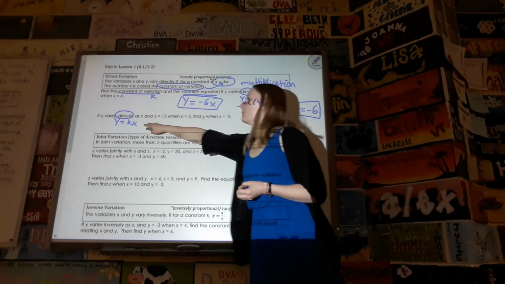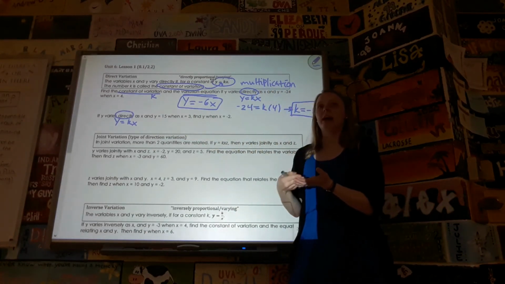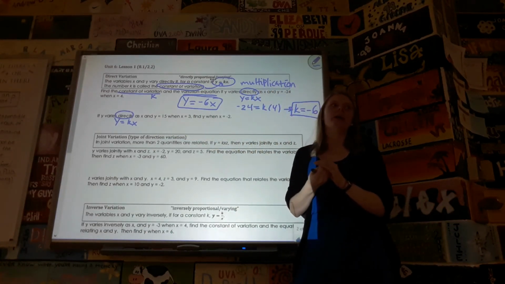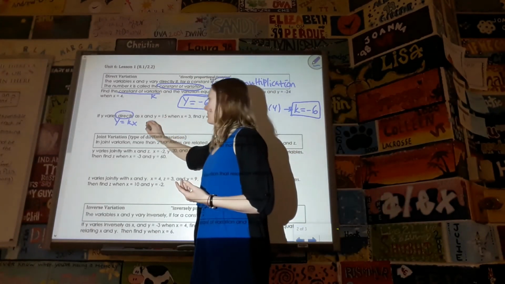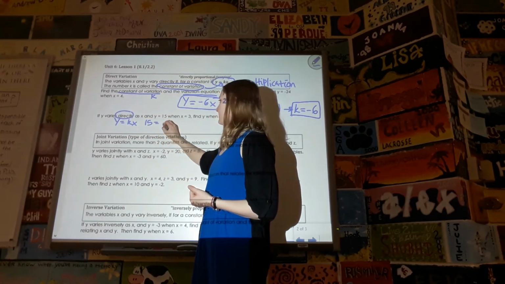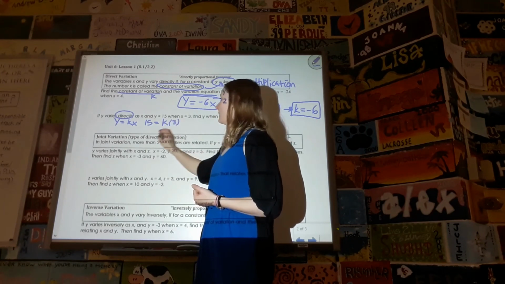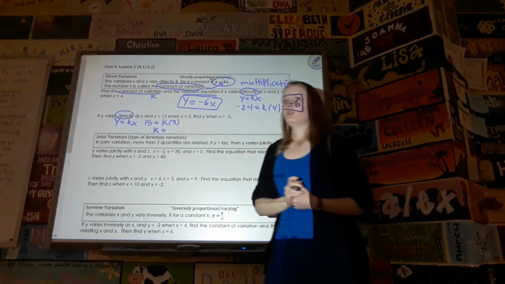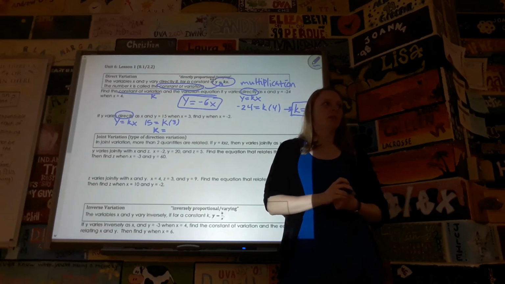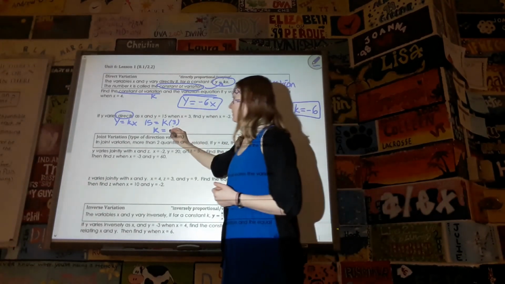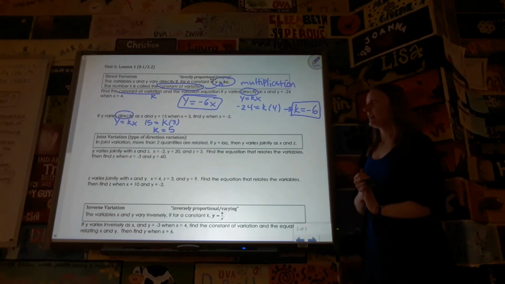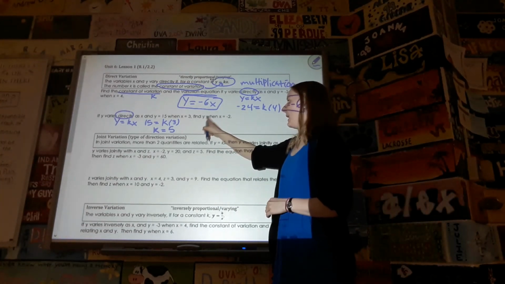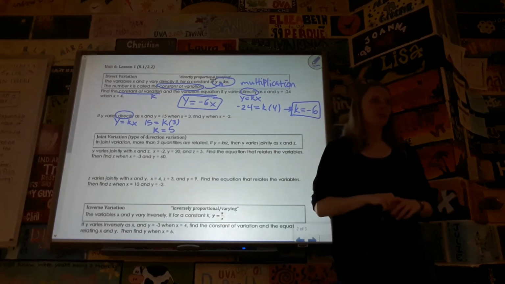This question doesn't say specifically find k, find the constant of variation, but we need k to move forward. So they may not ask for it directly, but you still need to find it. So I'm going to plug those in. What would the value of k be? 5. I divide by 3, I get k equals 5. All right, so now that we have that in hand, I want to find y when x is equal to -2.